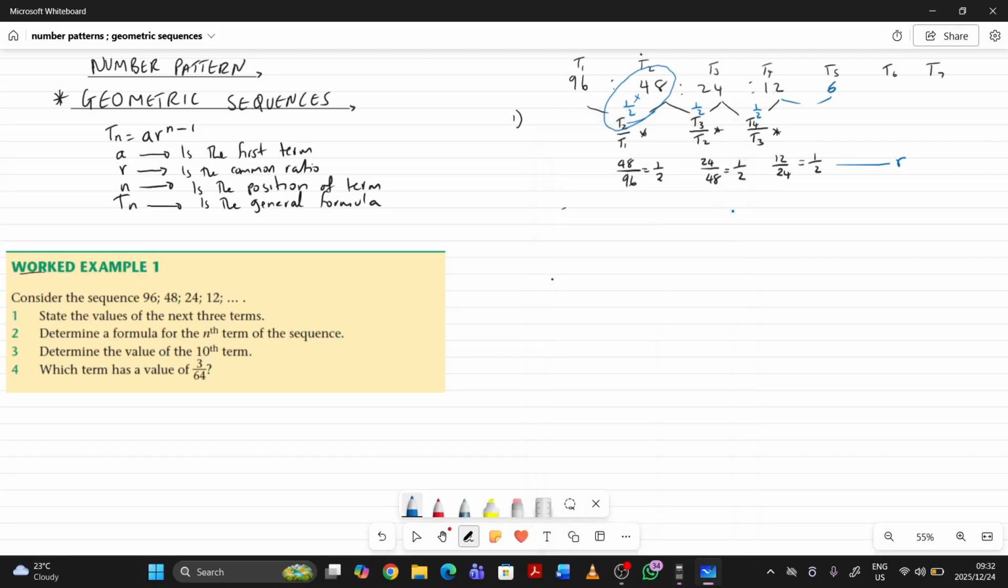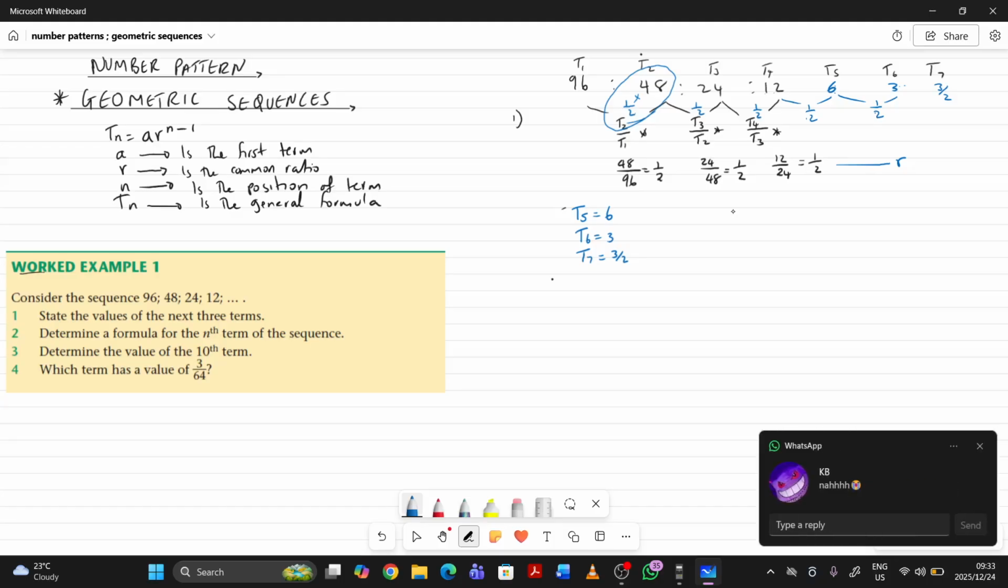Same thing here: 6 divided by 12 gives you 1 over 2. Now half times 6 gives you 3. 3 divided by 6 is 1 over 2, and 1 over 2 times 3 gives you 3 over 2. So you're going to write your values this way: T5 is equal to 6, T6 is equal to 3, and T7 is equal to 3 over 2. You're going to leave your answer like that. Now we are done answering question 1.